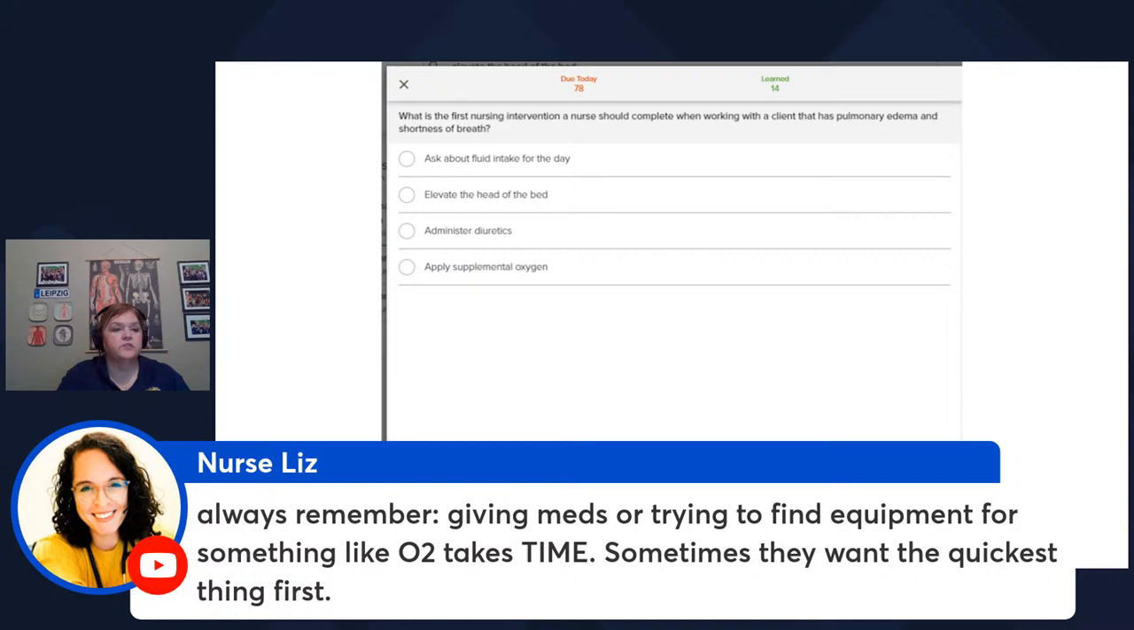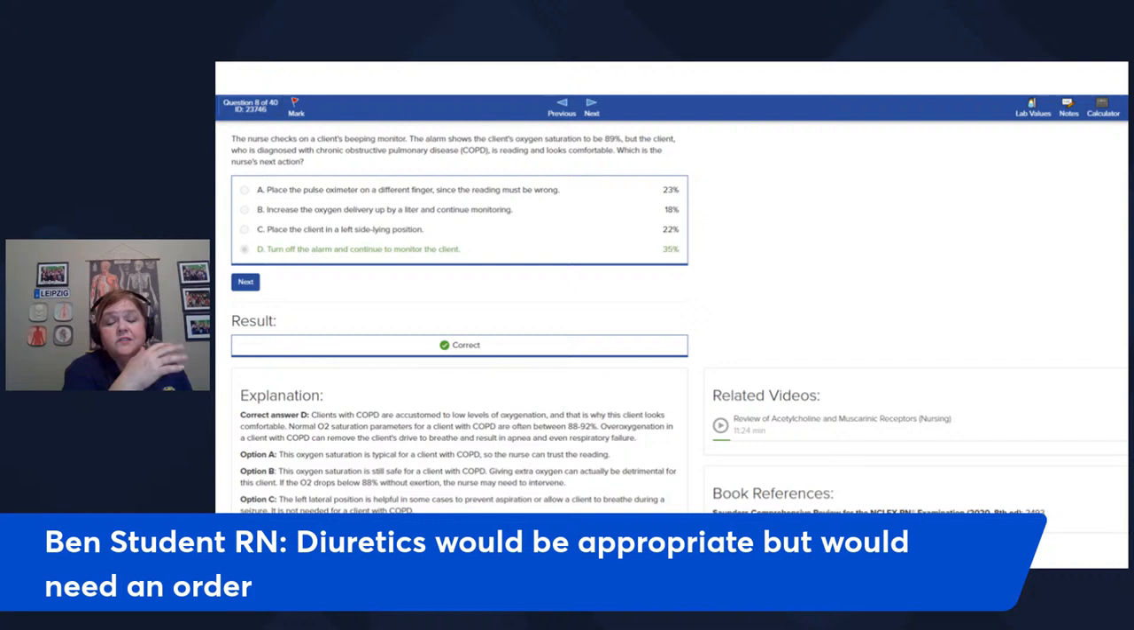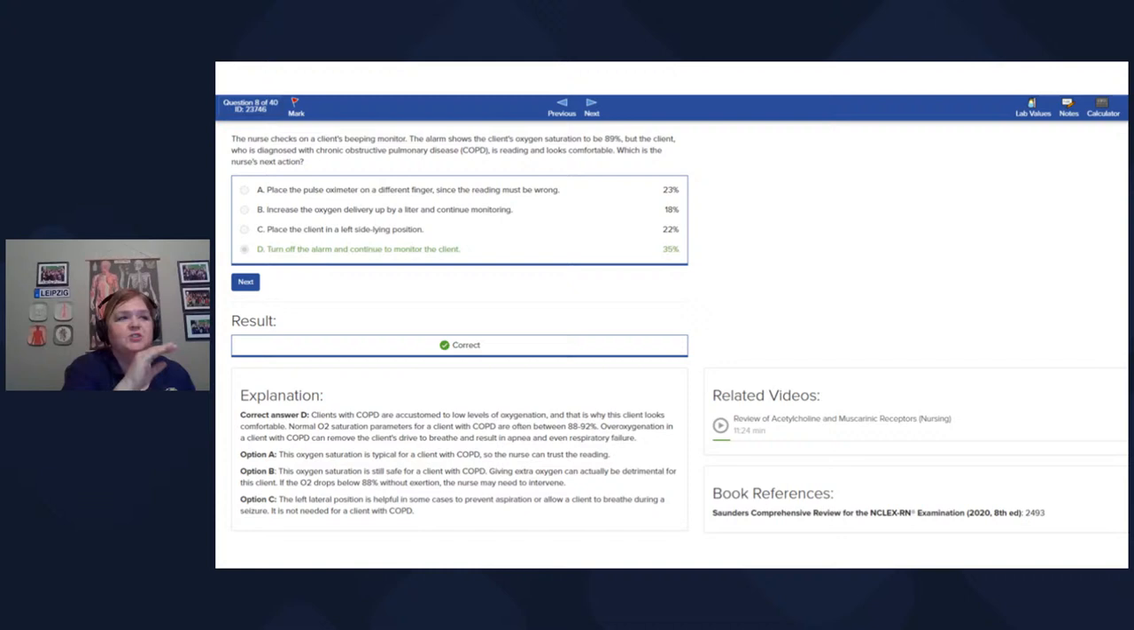Thank you. Okay, this one might be a little hard for you to read, but I just want to show you what questions look like in our QBank. I want to use this one as an example, and then we're going to go through a couple more, because you see what the right answer is there, and I want to talk to you about why it is the right answer. The nurse checks on a client's beeping monitor. The alarm shows the client's oxygen saturation to be 89%.